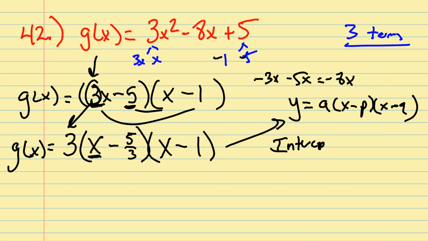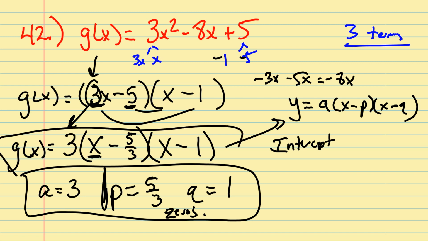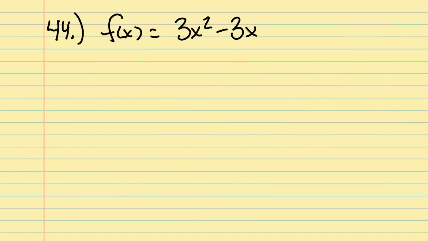So I have to find p and q. a is 3, p is 5/3, q is 1. Now p and q are my zeros. And that's it. So there you have two answers: p and q, and the actual intercept form. And that's it for 42. Alright, f of x equals 3x squared minus 3x. How do I get 3? It's two terms, which tells me that I have to have something in common.